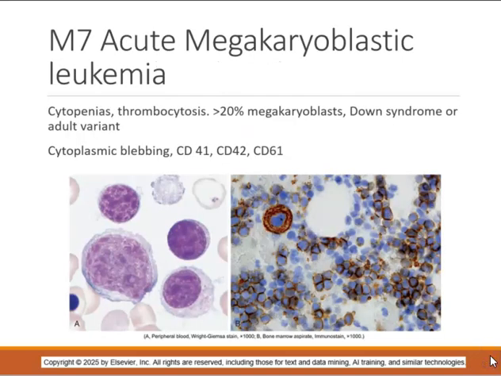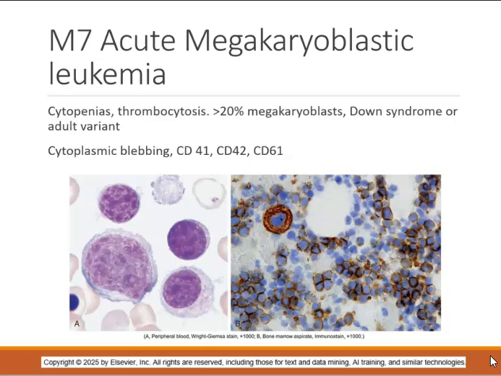M7 is acute megakaryoblastic leukemia. Again, a cytopenia kind of deal, but the platelet count will usually be higher. We have greater than 20% megakaryoblasts. It's seen in patients with Down syndrome, and there is an adult variant with this. If you look at the picture on the left-hand side, they have what's called cytoplasmic blebbing. See that stuff sticking off the nucleus? That's what I'm talking about.